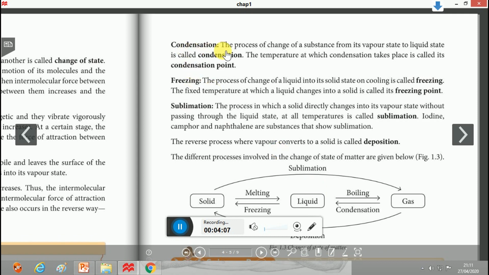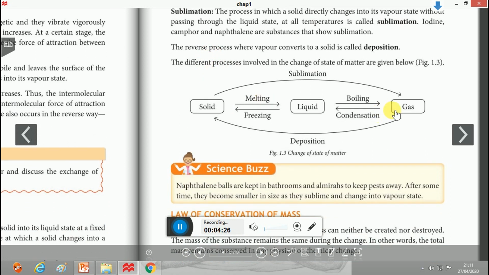Next, condensation, from vapor to liquid. Freezing, from liquid to solid. Sublimation, from solid directly to vapor without passing through the liquid state. Deposition, the reverse of sublimation. And this figure 1.3, change of state, shows the different processes.